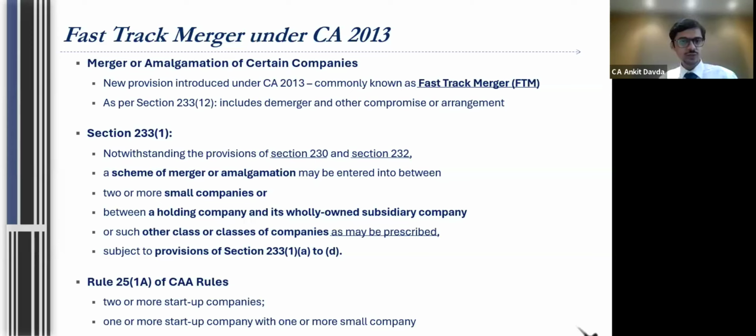So this is the universe within which companies can adopt a scheme of merger under the FTM provision, the fast track merger provision. Any company which is not covered by these provisions has to follow Section 232. They cannot adopt this route. So this is the limited universe.